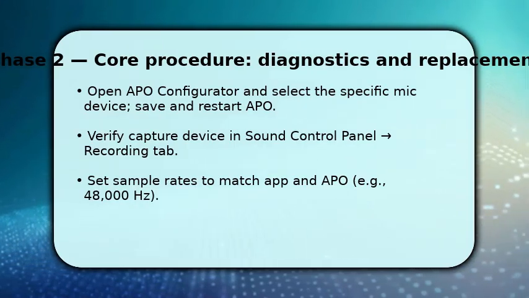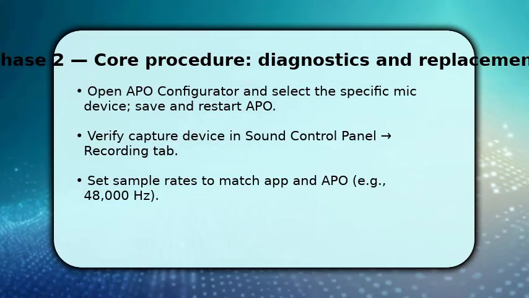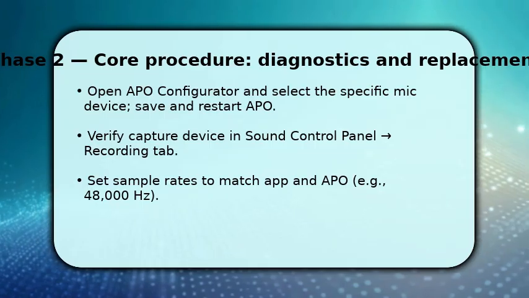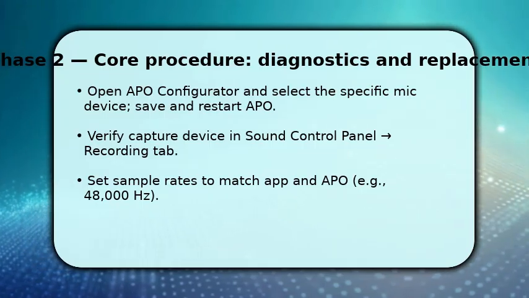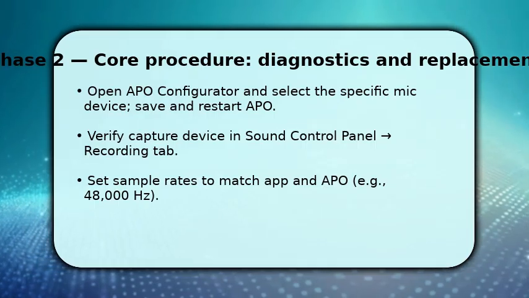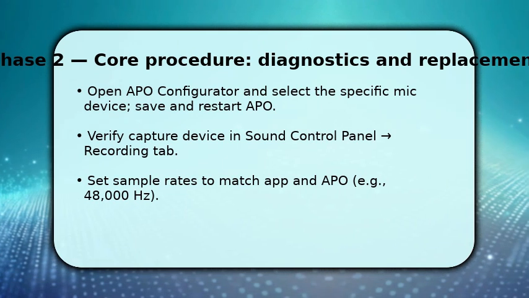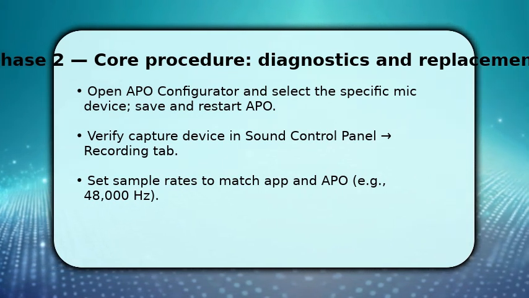Next, open Sound Control Panel and confirm that the same physical or virtual device is set as default device or default communication device for recording. Make sure sample rates match between the microphone, Windows, and Equalizer APO, avoiding mismatches like 44,100 versus 48,000.